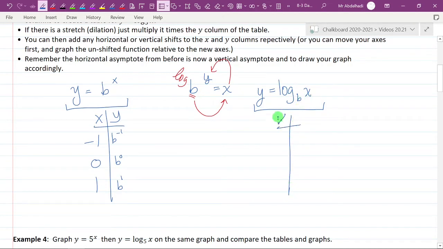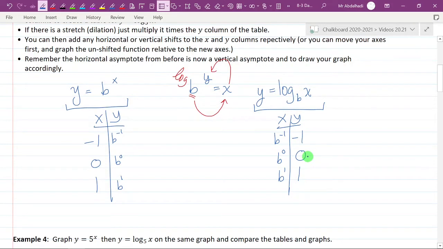And since these are inverses, the tables should be almost exactly the same, except for one thing: the x and y should be swapped. So the -1, 0, and 1 on the left here should be -1, 0, and 1 on the right here. And the b to the -1, b to the 0, and b to the first should all be here, but on the left side, right? So this should be b to the -1, b to the 0, and b to the 1. So my point is this: if you're graphing a logarithm, it's exactly the same as graphing the exponential with the same base, just flip the table around.